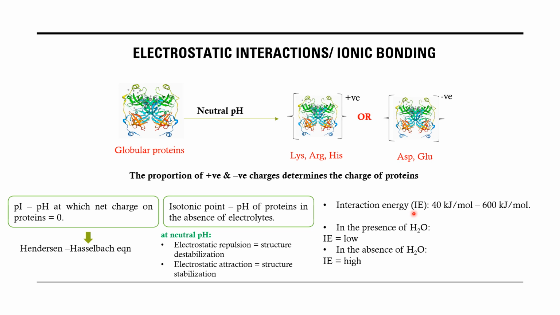Now, if water is present in the system, the interaction energy is going to be low. It can go as low as 4 to 40 kilojoule per mole. Why? Because the molecules cannot interact readily in the presence of water. Therefore, you can say the contribution of interaction energy to maintaining the stability of the protein is not very high. But definitely it can have an impact on the way proteins are folded.